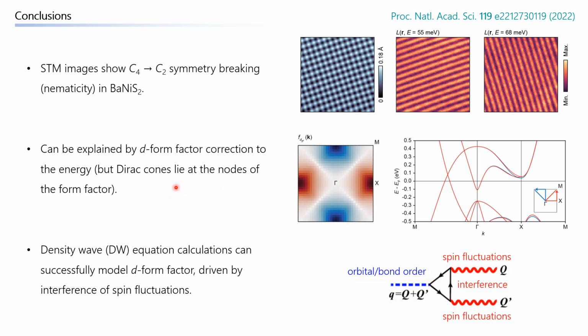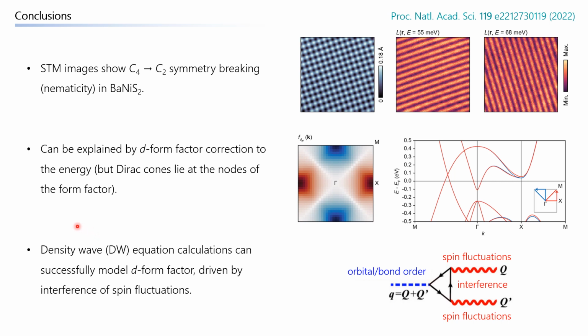And this nematicity can be explained by a d form factor. Here it's worth noting that the other interesting feature in the electronic structure was this Dirac cone. But because the Dirac cone lies on the line between gamma and M, which is the node of the d form factor, that Dirac node and the Dirac cone are unaffected by this d form factor nematicity.